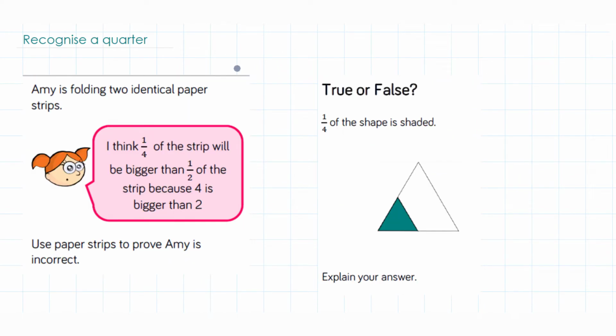2 problems. Reading, thinking. You can use paper strips to prove that she is incorrect. True or false, and of course, explain your answer. How did you make up your mind? How did you decide? I am going to go through the answers to those, so pause here if you still need to go through them yourself.